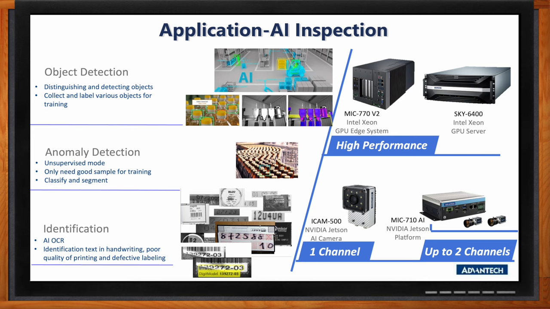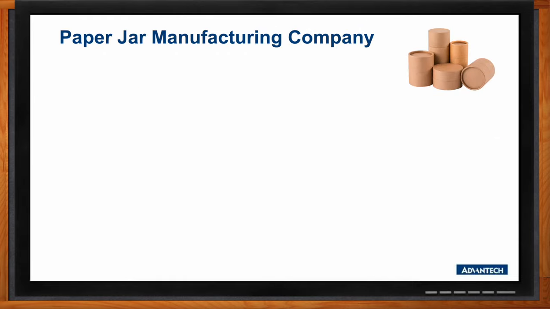So anomaly detection can find rare events, errors, and unusual patterns that do not conform to the typical behavior of data, which is the most common that we see now in quality assurance applications. And then we also have identification, also known as AI OCR, optical character recognition. This is a more mature technology to help identify text and handwriting, poor quality printing, and defective labeling.